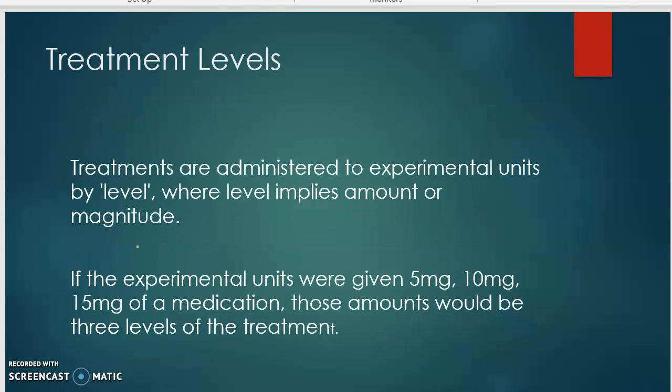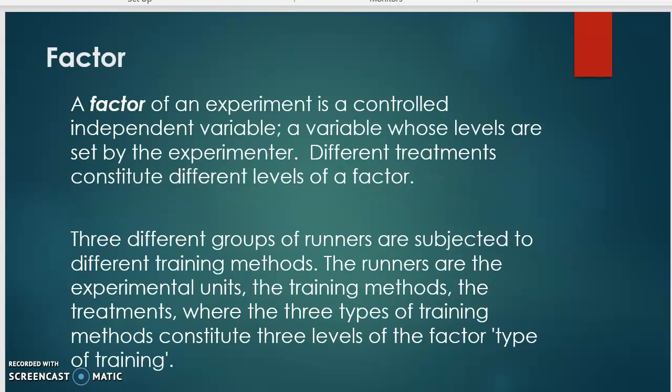Treatments are administered to experimental units by level, where level implies an amount or the magnitude. So if the experimental units were given 5 milligrams, 10 milligrams, 15 milligrams of a medication, those amounts, those numbers of milligrams, would be three different levels for the treatment, which can then be compared.